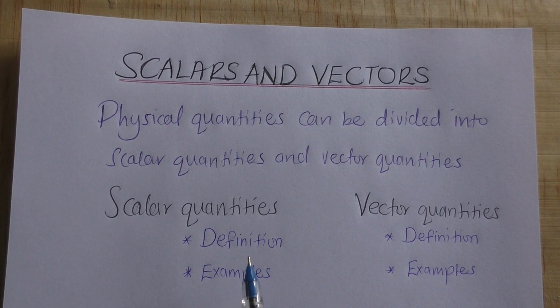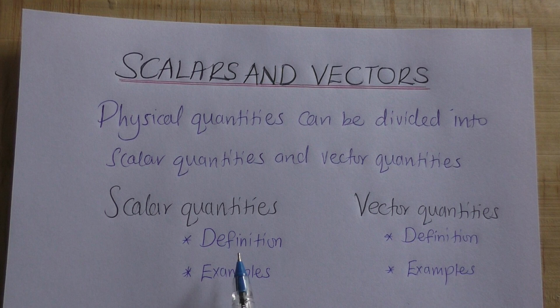Scalar quantities are defined as the physical quantities with only magnitude but no direction. Such quantities include mass, length, distance, speed, time, among others. All of these have magnitude but no direction.